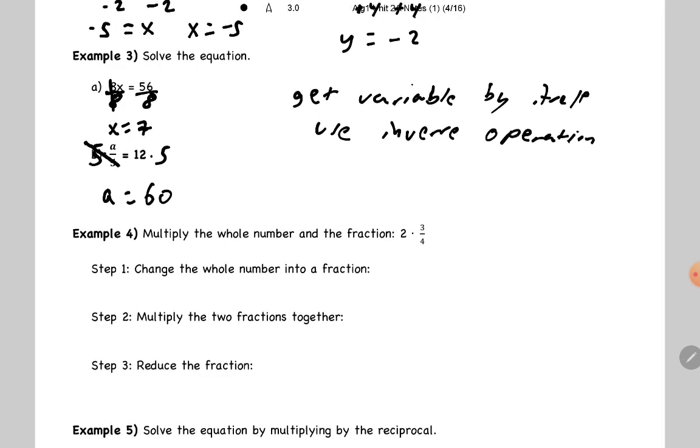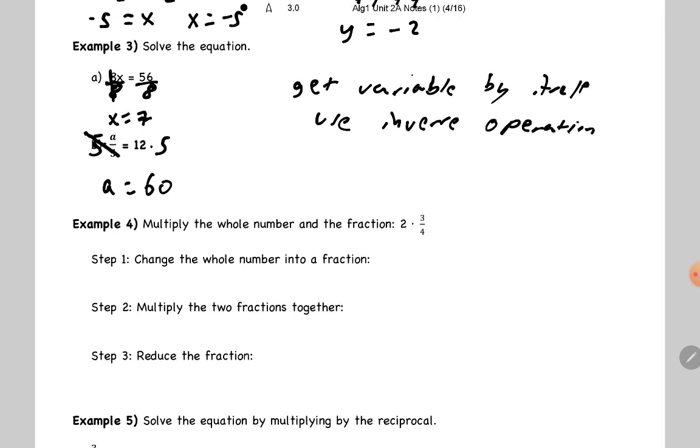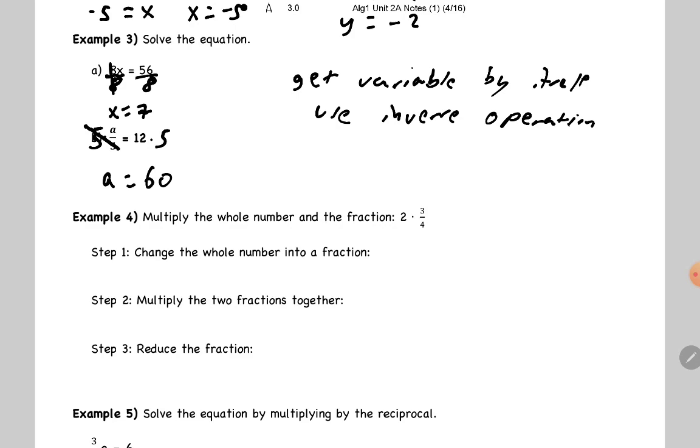Okay? Example 4. Multiply the whole number and a fraction. Remember, I've already done this before, you always change your whole numbers into a fraction by just putting it over 1. So 2 over 1 multiplied by 3 over 4. To multiply two fractions together, always multiply across the top and across the bottom. And then you want to reduce the fraction. Both of these can be divided by 2. So I get 3 halves.